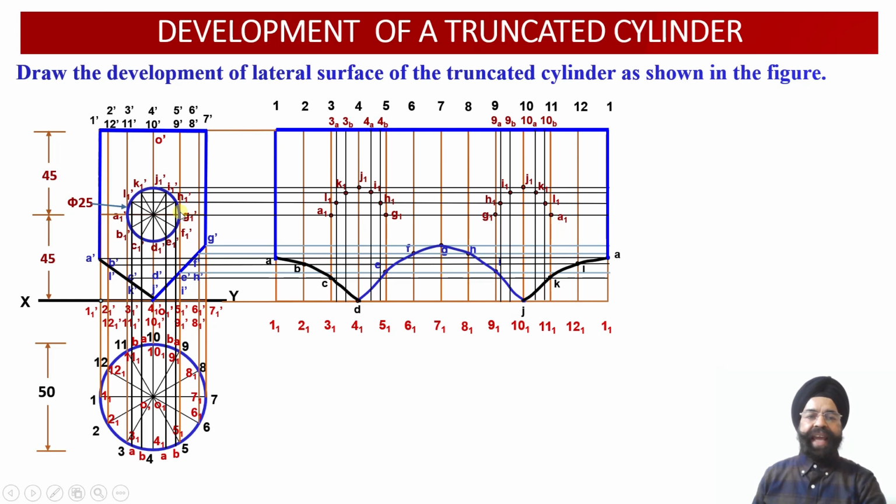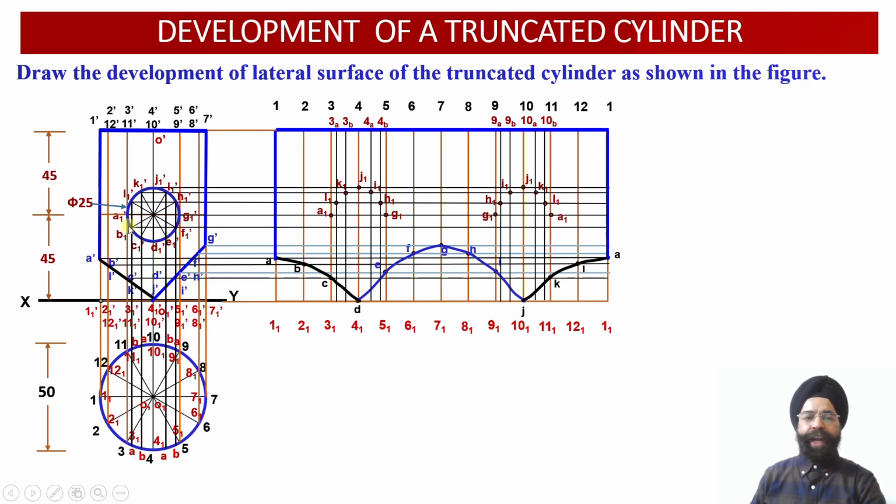Similarly, G1 dash is the point of intersection of the circular cutting plane with the vertical generators emerging from the points 5 and 9, that is 5 dash, 5-1 dash and 9 dash, 9-1 dash. So point G1 will be located onto vertical generators emerging through the points 5 and 9. We can check onto 5-5-1, G1 has been located. Onto 9-9-1, G1 has been located over here.